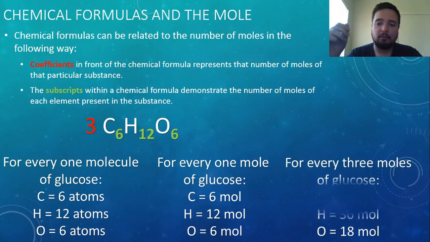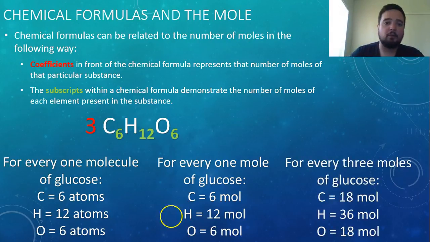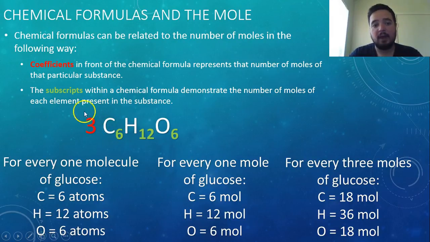Now, if I have 3 moles of glucose, then I take that coefficient. I know that this represents the number of moles of carbon for every 1 mole of glucose. So if I have 3 moles of glucose, then I can times these together. So I go 3 times 6. That means within 3 moles of glucose, I have 18 moles of carbon atoms. Then I have 3 times 12, 36 moles of hydrogen atoms. And then 3 times 6 here, which is oxygen, which is 18 moles.